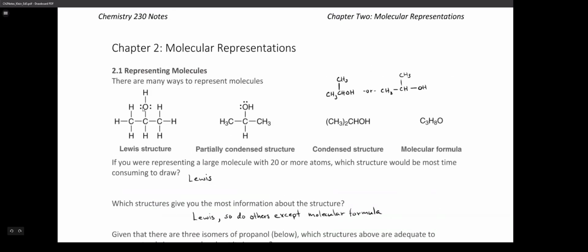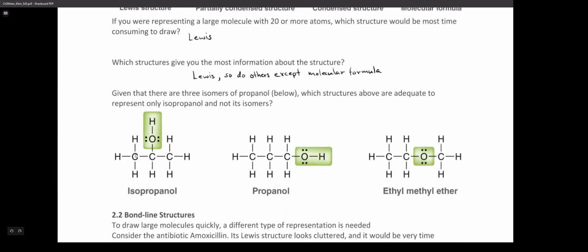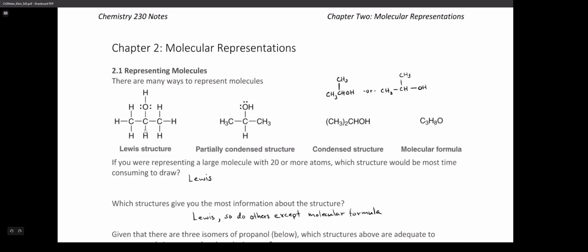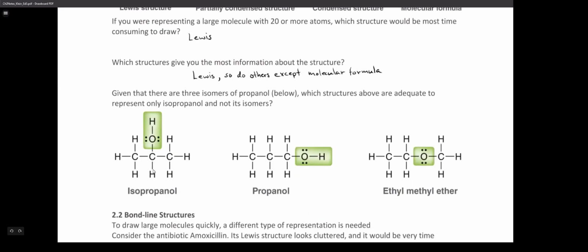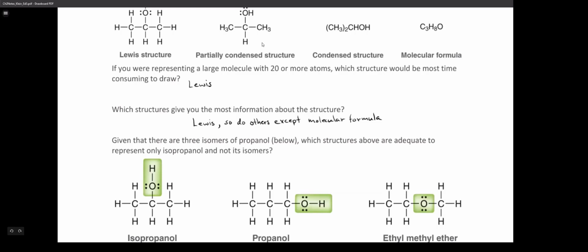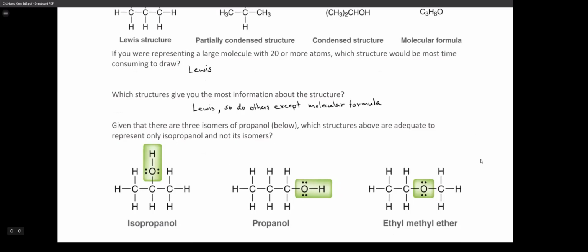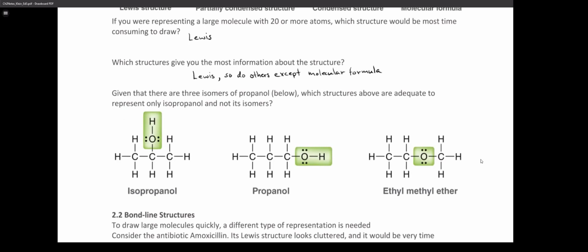So this compound here was isopropanol, right? It's this one, same thing as that: propanol, ethyl, methyl, ether. Given that we have three ones, which of the structures will represent only isopropanol and not its isomers? In other words, if I use a Lewis structure, it's clear that I'm talking about isopropanol. If I use partially condensed, it's clear. If I use a condensed structure, is it still clear? Yes. Maybe not quite as quickly, but it's still clear. So all of them are clear except for the molecular formula.